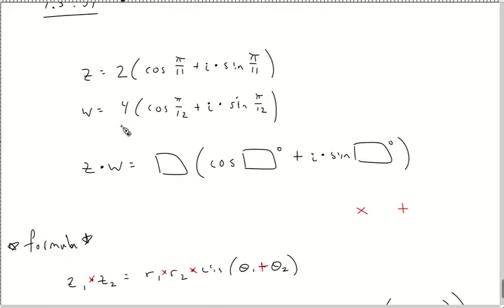All right, now let's go back up here. I'm supposed to multiply these two things together. So it's 2 CIS pi over 11. I also have 4 CIS of pi over 12. So when I multiply them together, I've got 2 times 4 times the CIS of pi over 11 plus pi over 12. There it is. There's our answer. We're done. Let's go and simplify it.